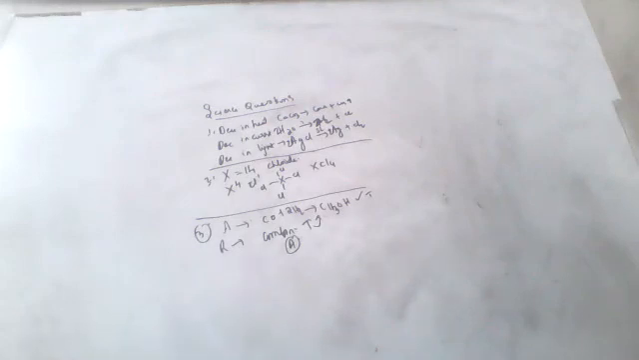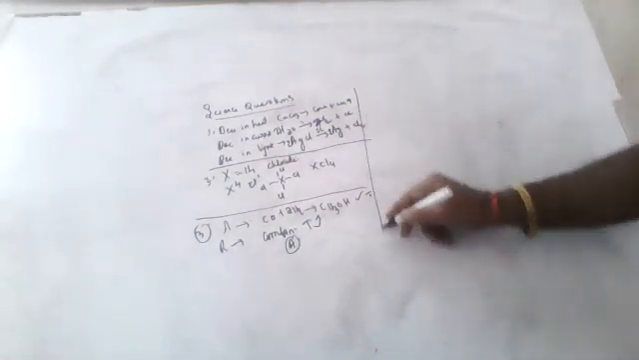Children, is the board clear, children, for you? Yes, sir. Next question, children. See here. They are asking, what are the differences between Mendeleev's periodic table and modern periodic table? Question is, what are the differences between Mendeleev's periodic table and modern periodic table?